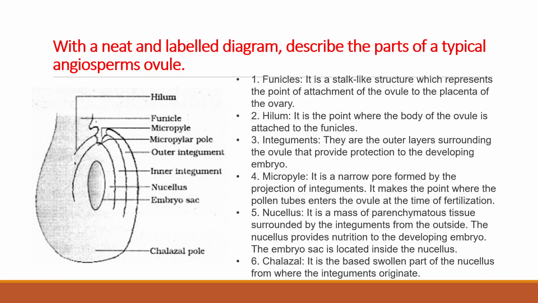Micropyle is the narrow pore which is formed by the projection of the integuments. Next to the integuments, this micropyle will be there. The pollen tube enters the ovule at the time of fertilization through this micropyle only.